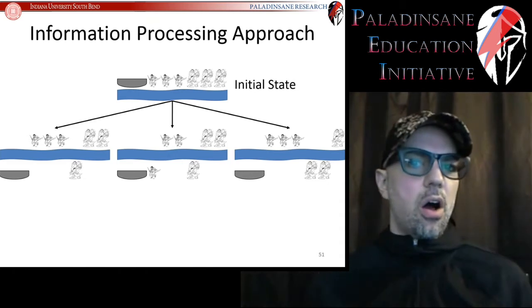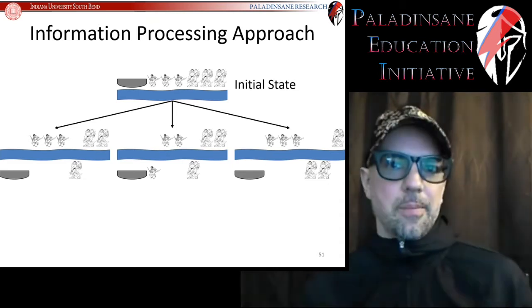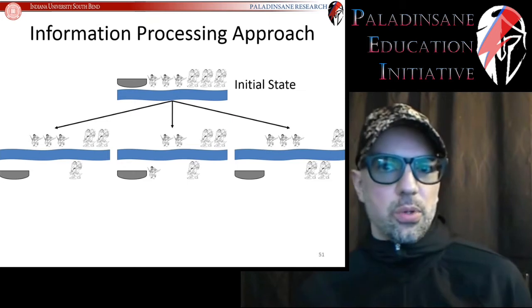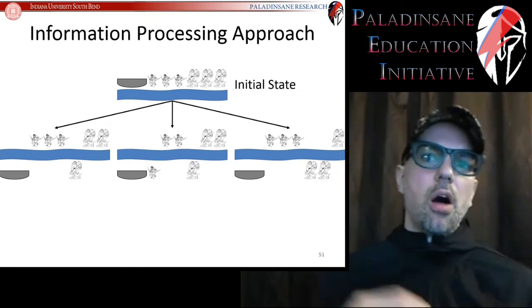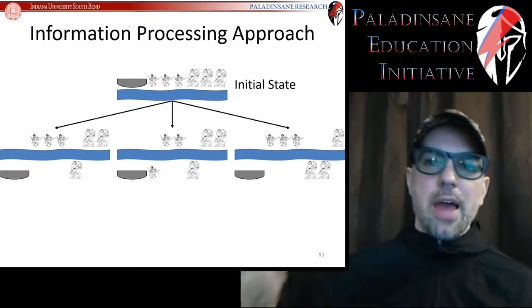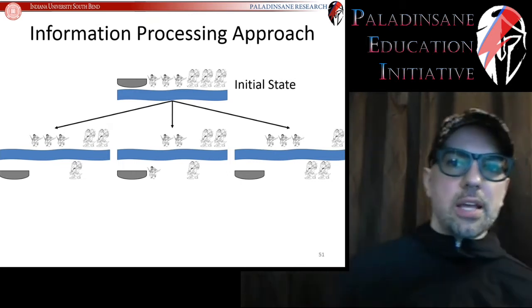But notice that they're all legal moves. They don't break the rules of the game. They don't break the rules of the problem. So those are all operators, ways that you can navigate through this problem from one state to the next.